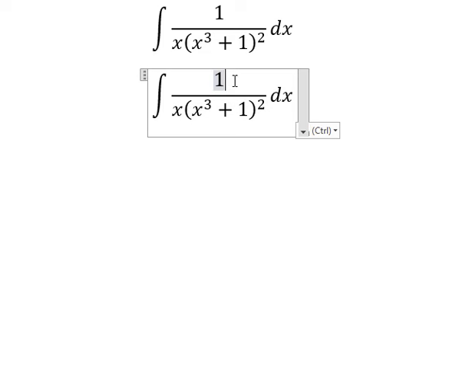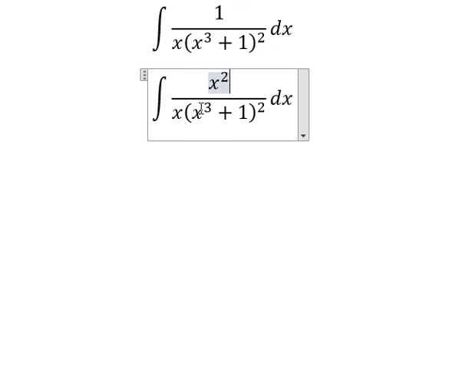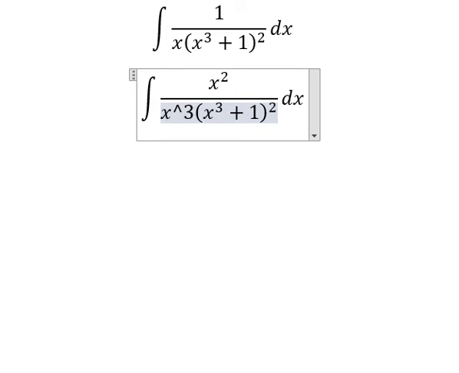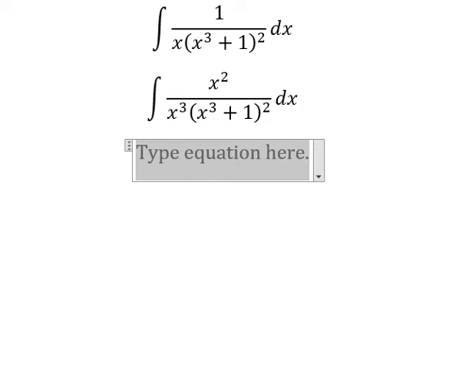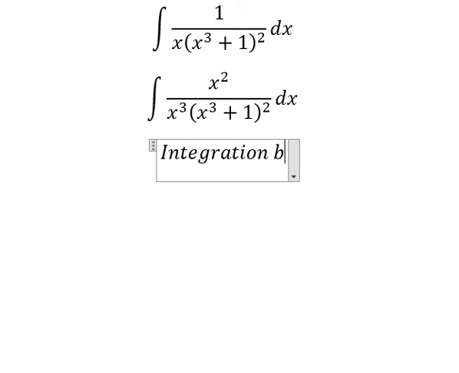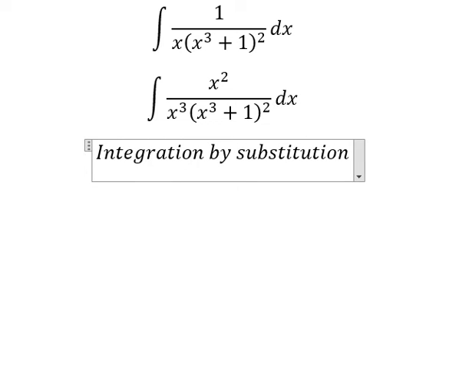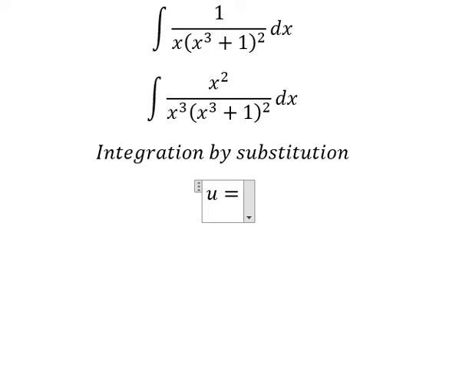We multiply x squared on numerator and denominator. Now we can use integration by substitution. So I will put u equals x to the power of 3. Later, we first take the derivative of both sides.